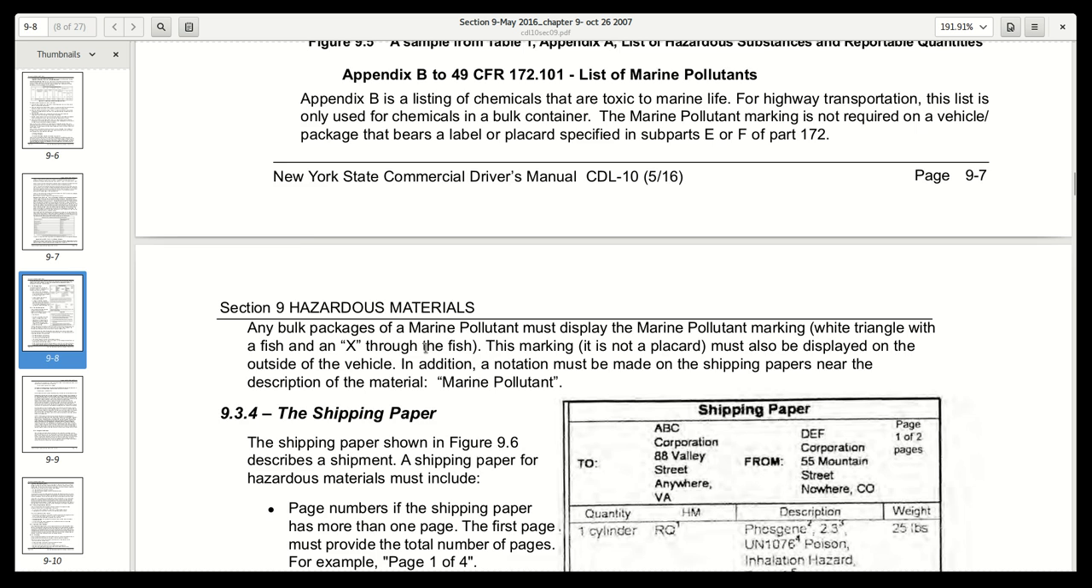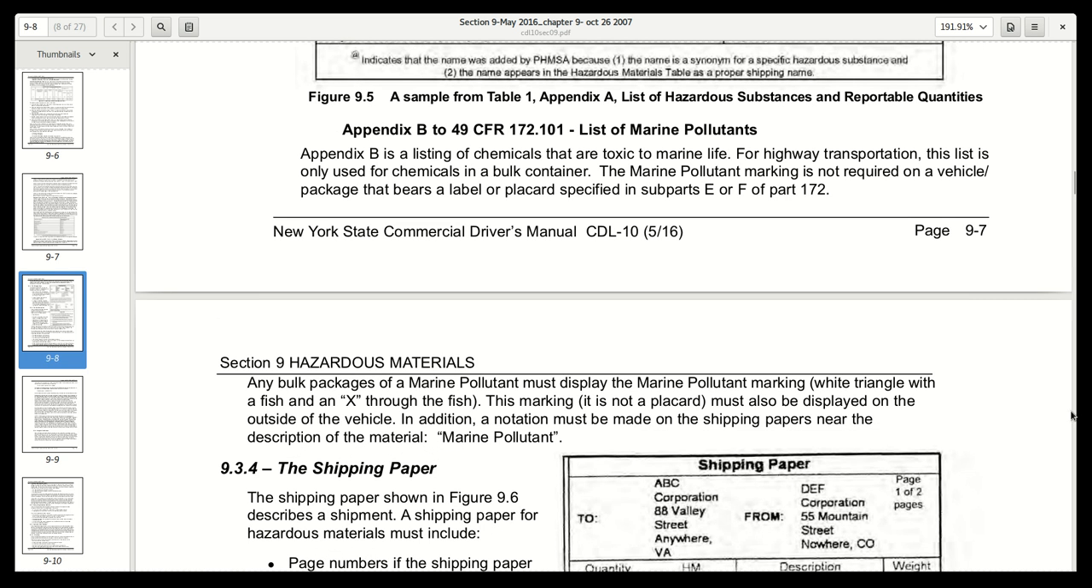Any bulk packages of a marine pollutant must display the marine pollutant marking, a white triangle with a fish and an X through the fish. This marking, it is not a placard, must also be displayed on the outside of the vehicle. In addition, a notation must be made on the shipping papers near the description of the material, marine pollutant.